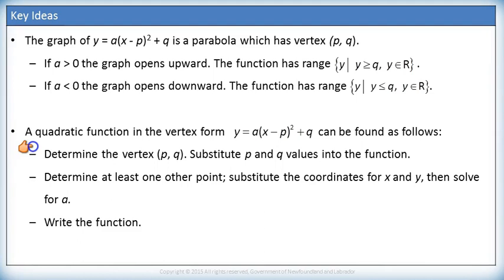And from our instructional recording, I've repeated the steps here for finding a quadratic function in vertex form. Determine the vertex, put those p and q values into the function, substitute another point for the x and y, then solve for a and write your function.